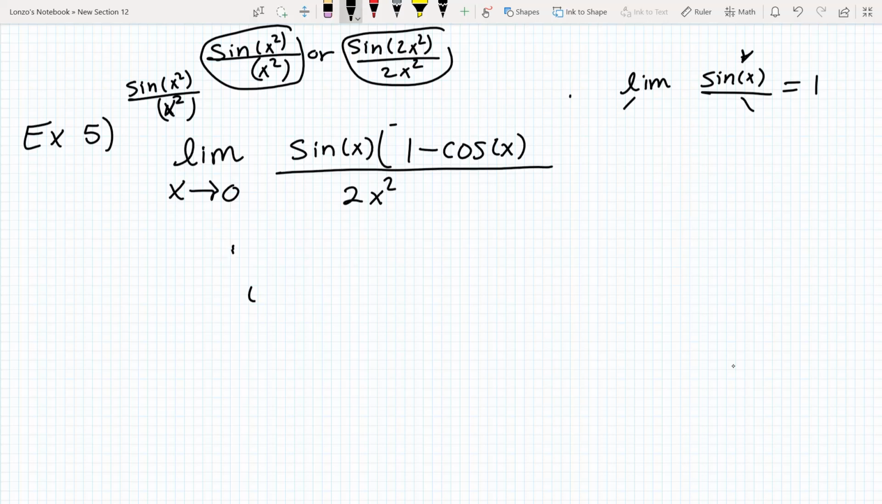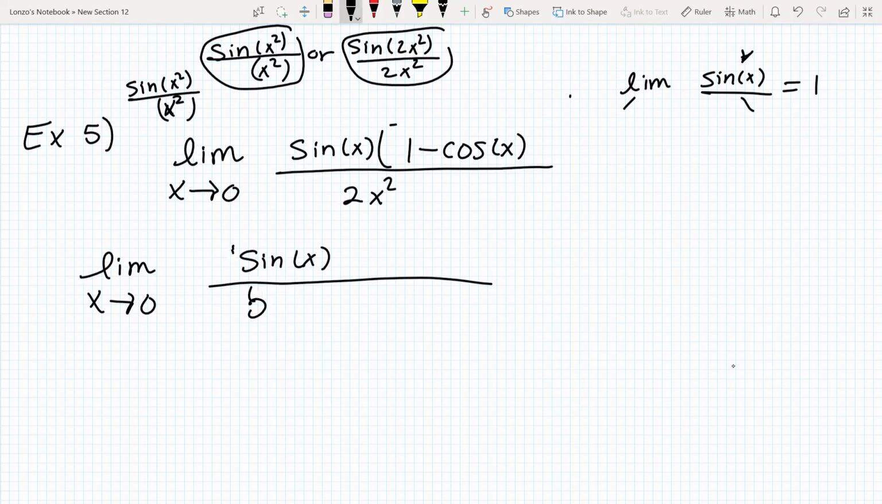Okay, what if I make it the limit as x approaches 0 of sine of x, and then this is going to be 2, and x squared can be written as x times x. And then you have 1 minus cosine of x. So what if I made everything sine of 2x over 2x, right?